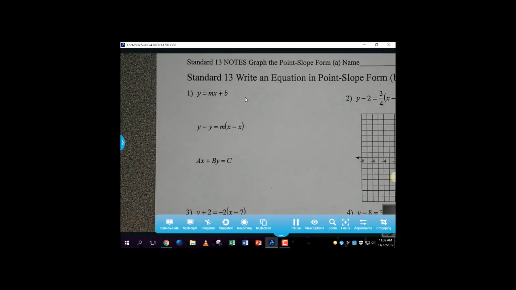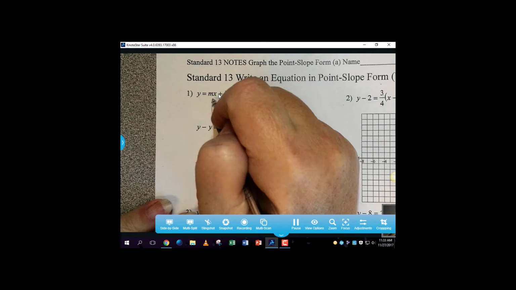So as I've mentioned a couple times, there are three different forms of a line. This one is y equals mx plus b. It is called the slope-intercept form. We've also worked with this a little bit. This is called the standard form, but the way that you guys have worked with this so far is by solving for y and then turning it into this form, y equals mx plus b. So this is called the slope-intercept form.